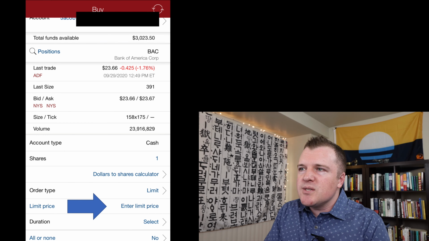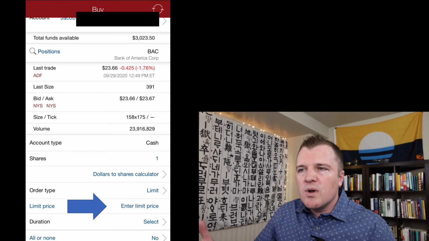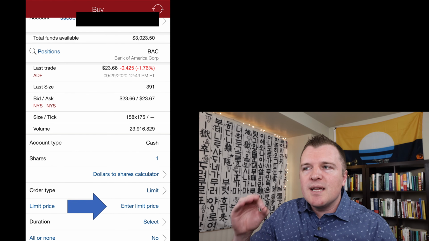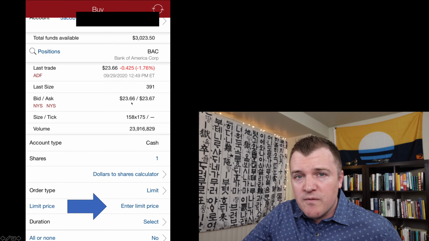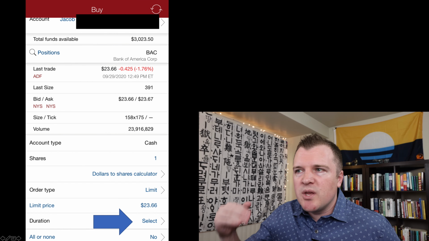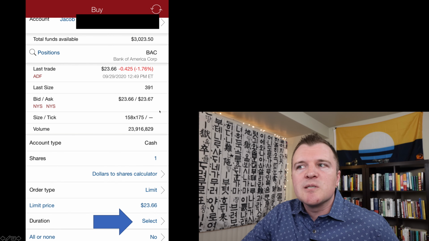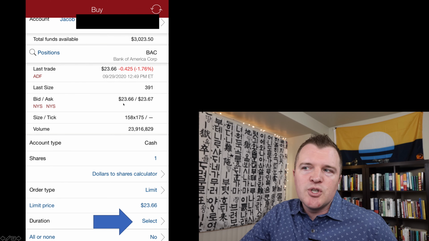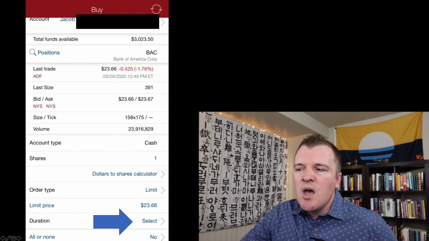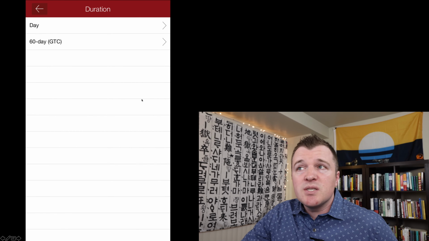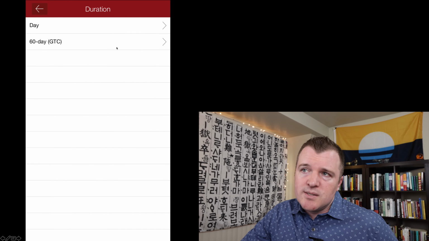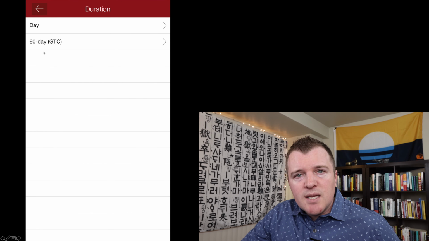So if you want to have it execute pretty soon, then you got to get as close as you can to that $23.66 at a price that you're comfortable with. But let's go ahead and assume that you're fine with the low end of the spread and you just want to enter in the share price of $23.66. For duration, on the mobile app, you have 2 options: just this day while the markets are open, or good until canceled, and that would be a 60-day order.